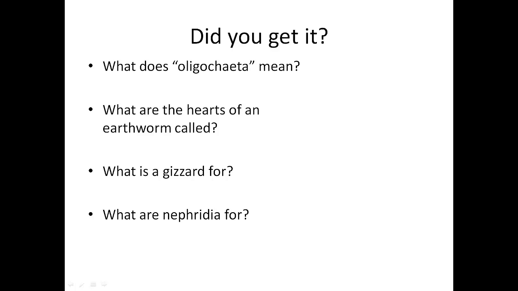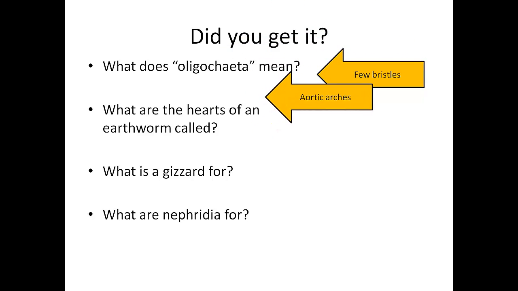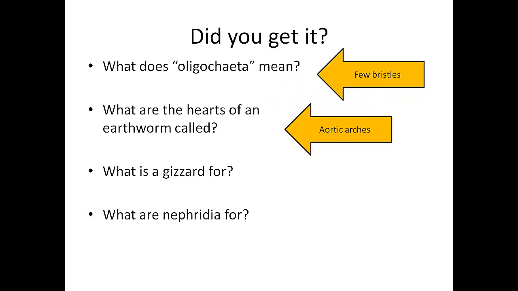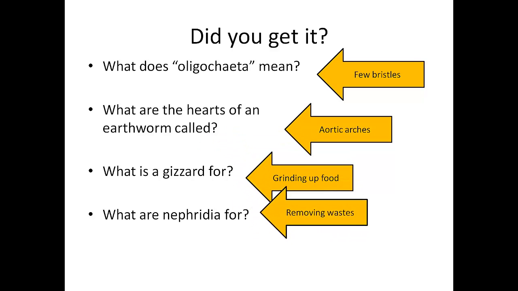A couple questions. Pause me, see if you can answer these, and then come back for the answers. Oligochaeta means few bristles. The hearts of an earthworm are called aortic arches. Gizzard starts with G, just like grinding up soil and food. Nephridia is for removing wastes, specifically liquid wastes.